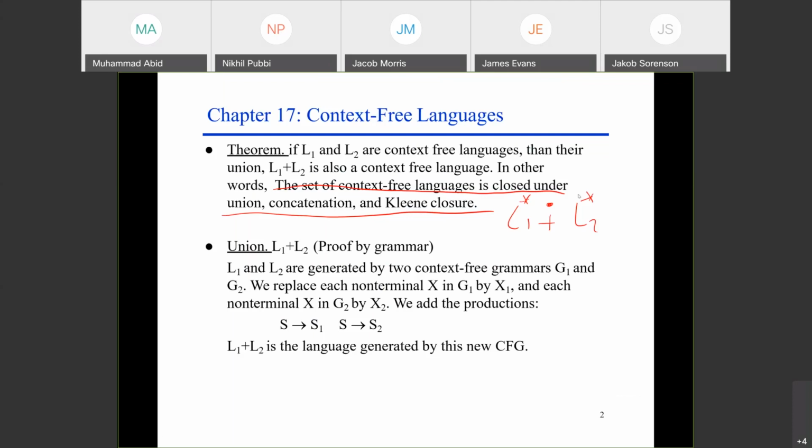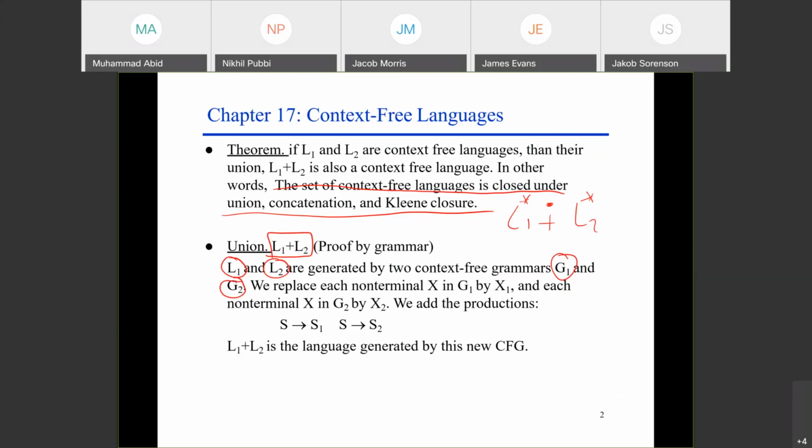So now we will see L1 plus L2, how we can show that. If you see this, we have two languages here, L1 and L2, and we are trying to prove this for L1 plus L2. These are two different languages. L1 is represented by G1, which is a context-free grammar for this context-free language. L2 is represented by another grammar, G2, which is a completely different language, but it is also a context-free language. So how do we combine them? What is the process to apply the union?